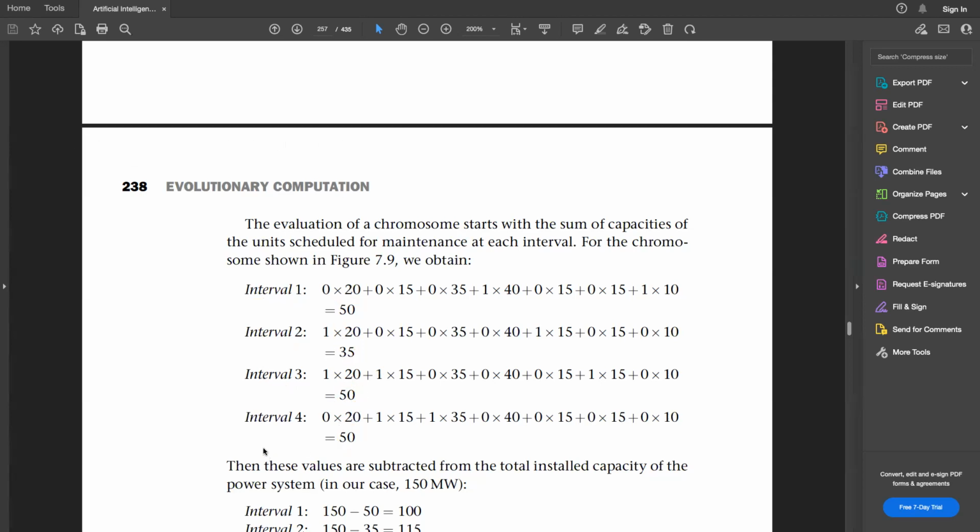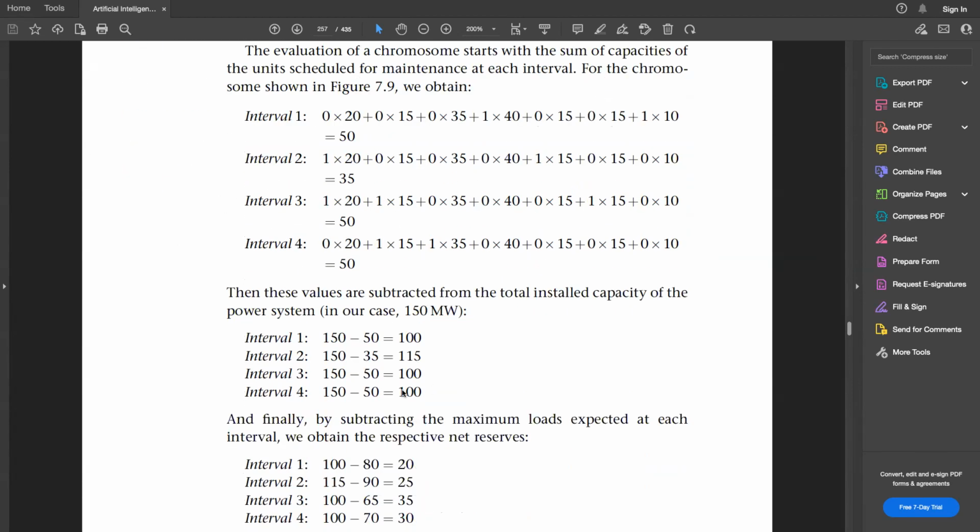So now we continue, because we want to determine whether the net reserves are sufficient. These values will be subtracted from the total installed capacity of the power system, okay? In interval 1, we subtract 50, and the total capacity is 150, so we shall only have 100 at that point. Then interval 2, we shall have 115, interval 3, 100, and interval 4, 100.